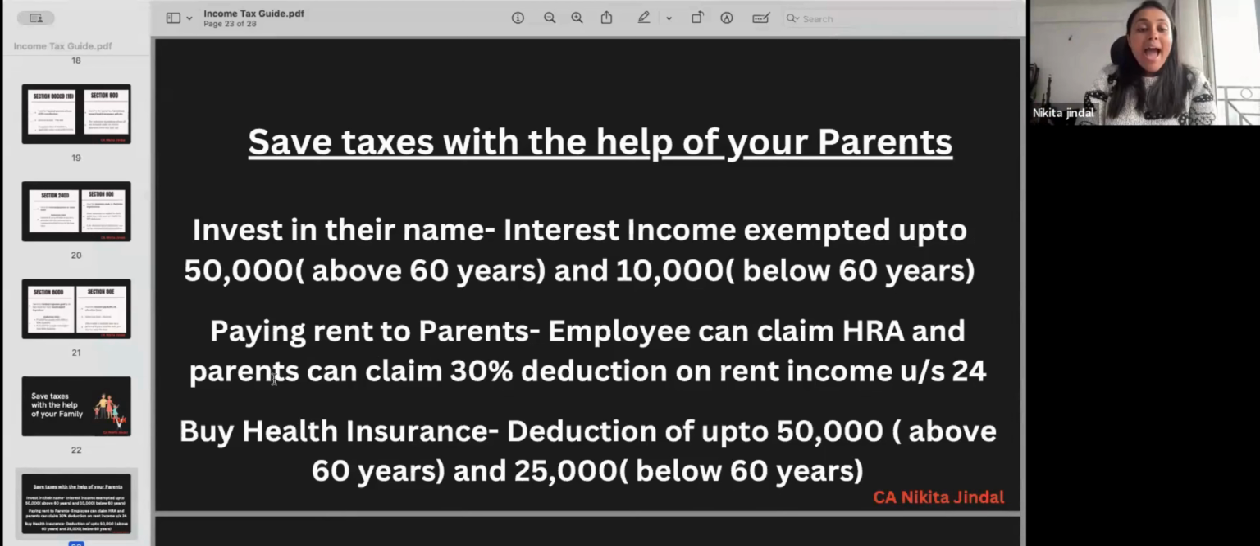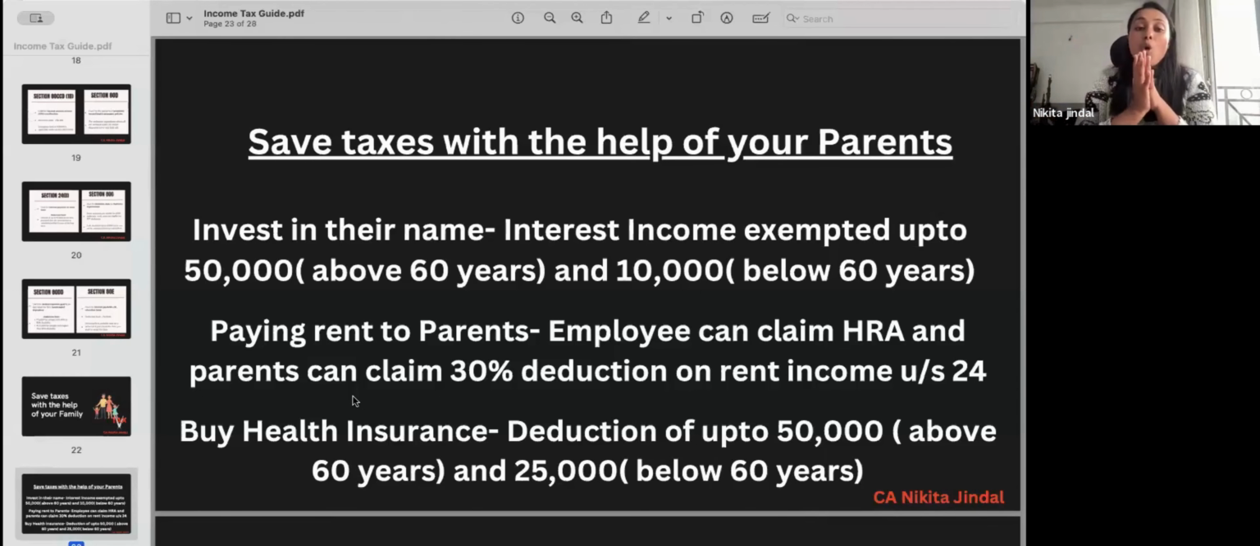Okay. And post that is a good health insurance policy. If you are investing in a good health insurance policy, you can claim an exemption of 25,000 and 50,000. If your parents' age is less than 60 years, you can claim 25,000 as a deduction. And if their age is more than 60 years, you can claim a 50,000 deduction. So this is also a good option.